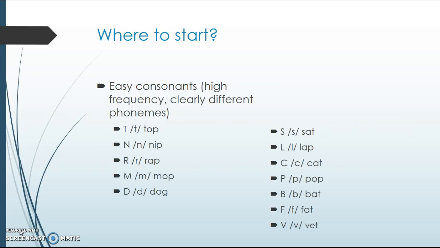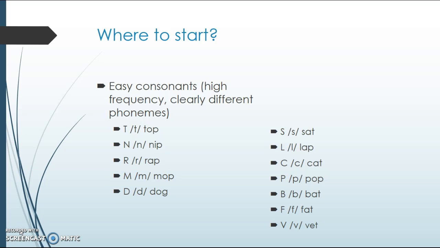So where do we start? Well, first we start with easy consonants. These are consonants that are very high frequency and that have clearly different phonemes from one another, so they're not going to be easily confused. So this includes the letters T, N, R, M, D, S, the S sound, L, C, the hard C sound as in cat, P, B, F, and V.